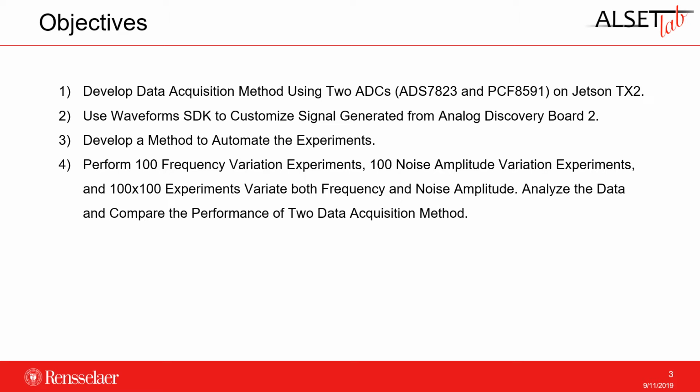Secondly, I need to use the Waveform SDK to generate a customized signal from Analog Discovery 2. The signal should be several different types of signal in a row, and also a blend of different proportions of sinusoidal wave and noisy wave.